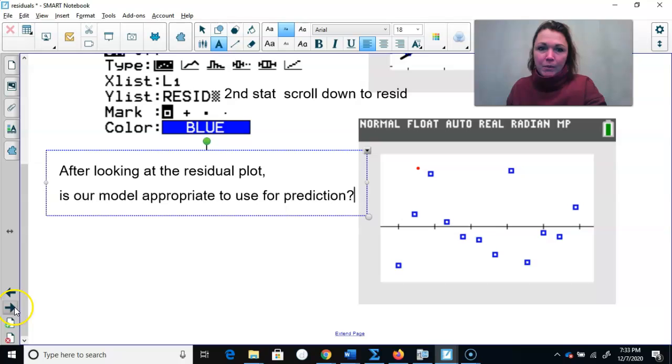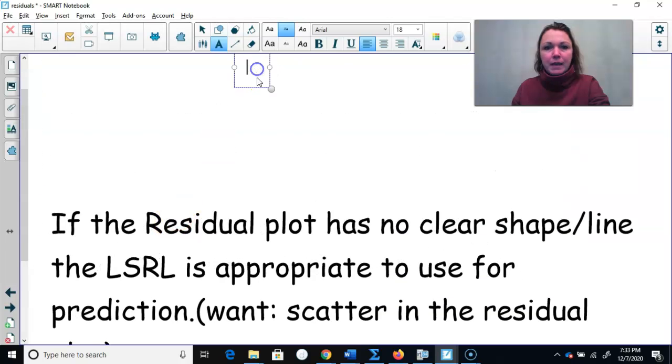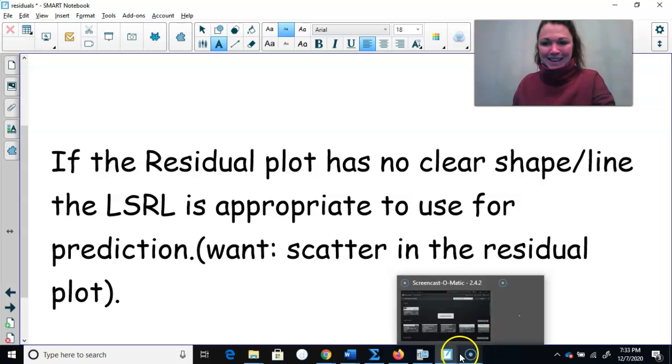Well, then you're probably wondering, what does a pattern look like for a residual plot? And a pattern looks something like this, which somehow it got deleted. Give me 1 second.